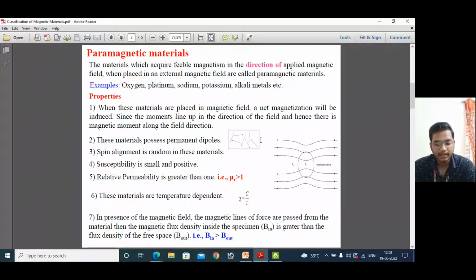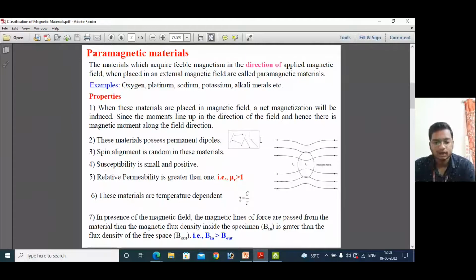In the presence of the magnetic field, the magnetic lines of force pass through the material. Then the magnetic flux density inside the specimen is greater than the flux density of the free space. We can see here the magnetic lines of force inside a specimen are greater than the magnetic lines of force outside the specimen. Now let us see the ferromagnetic materials.